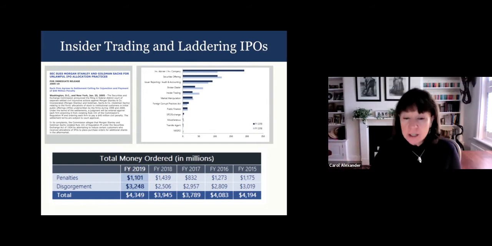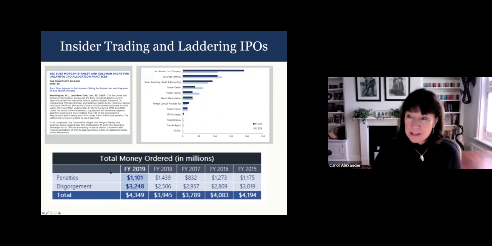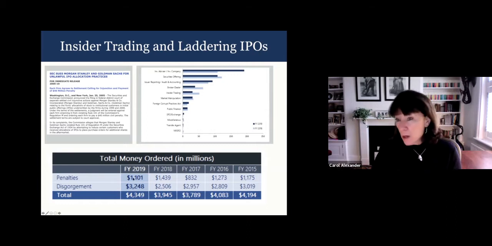So there are a lot of fines still going on. The penalties to banks directly for underpricing and laddering IPOs are over £1 billion.